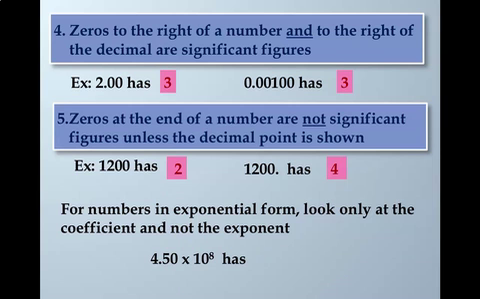Really the easiest thing is this exponential form. We look only at the coefficient, not the exponent. So if it says 4.50 times 10 to the 8th, we ignore the 10 to the 8th, and we just look at what is in the coefficient, and that's 4.50. That's 3 different numbers. So that has 3 significant figures.